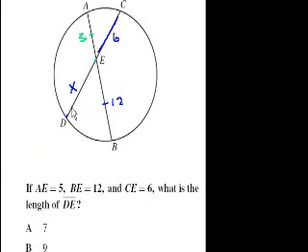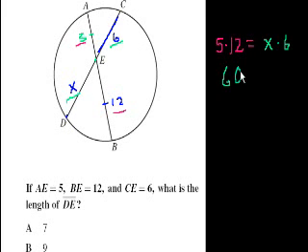Let's call that x. Now, I'm not going to prove it here just to save time, but there's a neat property of chords within a circle. If I have two chords intersecting in a circle, it turns out that the two segments of one chord, when you multiply them times each other, are always going to be equal to the product of the two segments of the other chord. So in this case, 5 times 12, the two segments of chord AB, is going to be equal to x times 6.